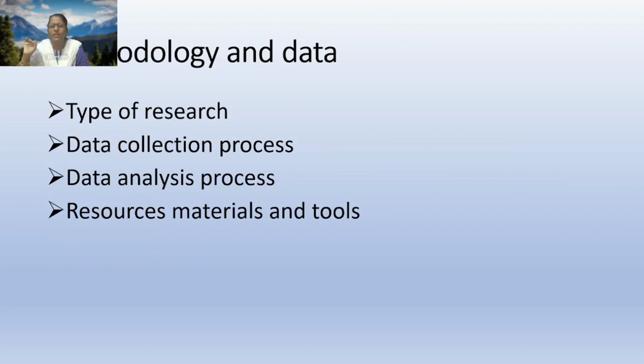Then the methodology and the data, very, very important here. First of all, the researcher should understand which type of research he is going to conduct. Then the data collection process: is it primary data or secondary data, what are the important types of data collection they have followed in the article, that should be mentioned very clearly. And the data analysis process, how the data is collected. If it is primary data, what surveys or pilot studies were conducted, etc. They should be explained very clearly.